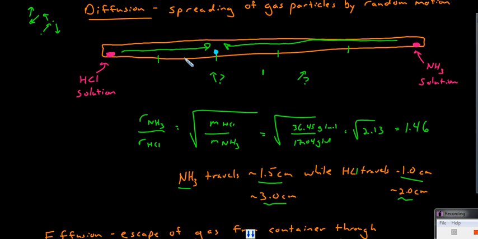If this were a 1 meter tube, it would be about 0.4 meters from the hydrochloric acid and 0.6 meters from the ammonia. Here at this point you would form ammonium chloride, a solid white compound formed from hydrochloric acid reacting with ammonia.